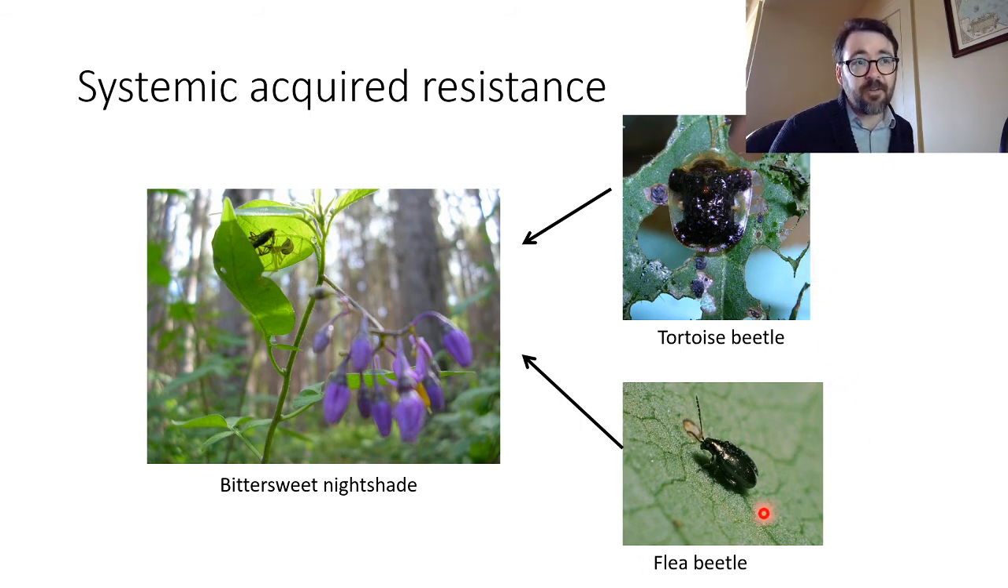One is the flea beetle. It's a beetle, but it looks almost exactly like a flea, and it even jumps like a flea. They're really cute. And the tortoise beetle. There are lots of species of tortoise beetles, but you can see they have these funny shapes on their back that make them look quite a bit like a turtle.